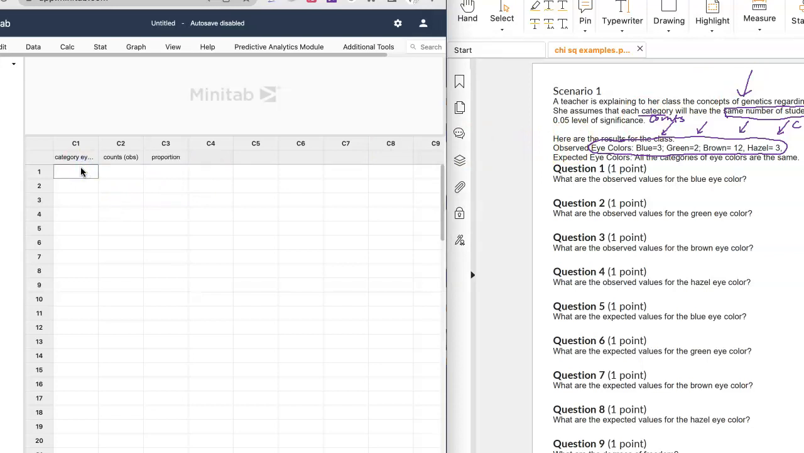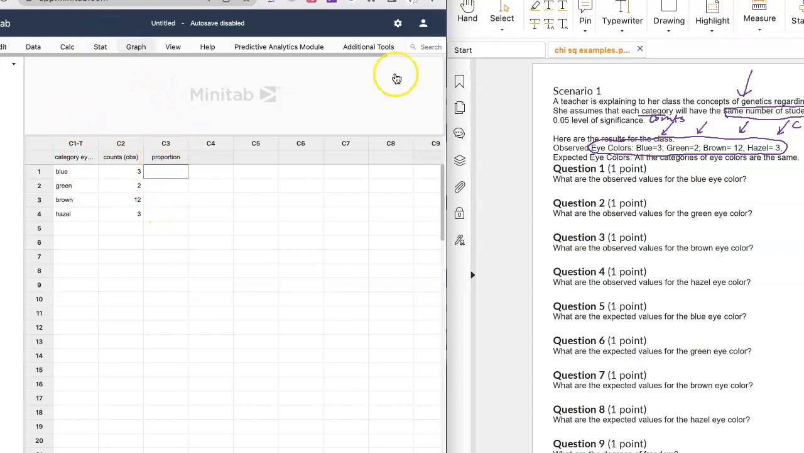So let's put in our colors. We have blue, green, so that's our category column, brown, and hazel. Okay, and then let's put in our counts that were observed for each of those. 3 had blue eyes, 2 had green, 12 had brown, and 3 had hazel. And the proportions, since there's only 4, we could put that in. But if all the proportions are the same and there are 4 things, it would be 0.25, 0.25, 0.25, and 0.25. But if they're the same, we don't have to put those in. So I'm not even going to put anything in that column, and I'll show you why in a second.